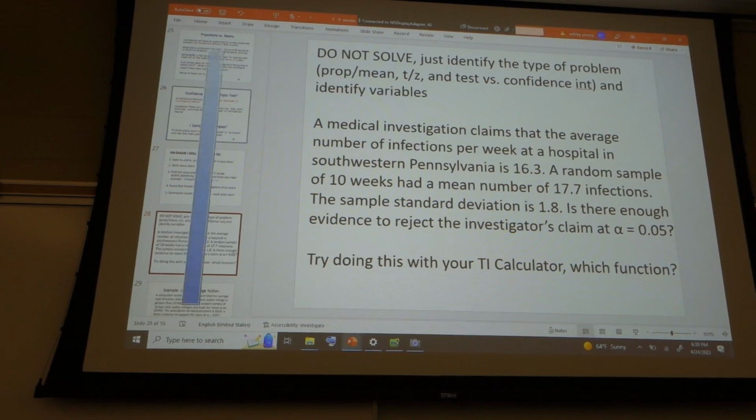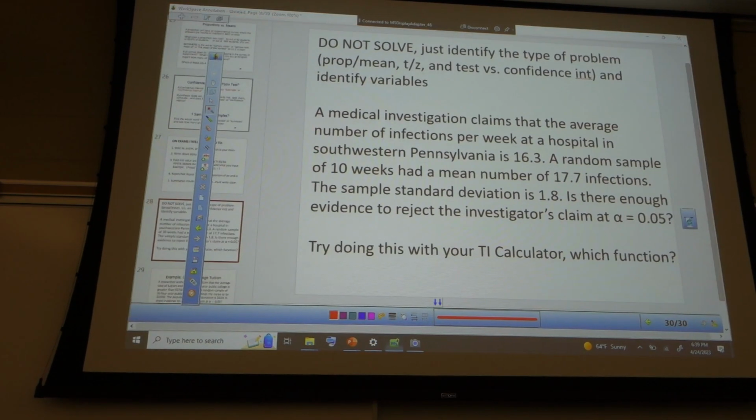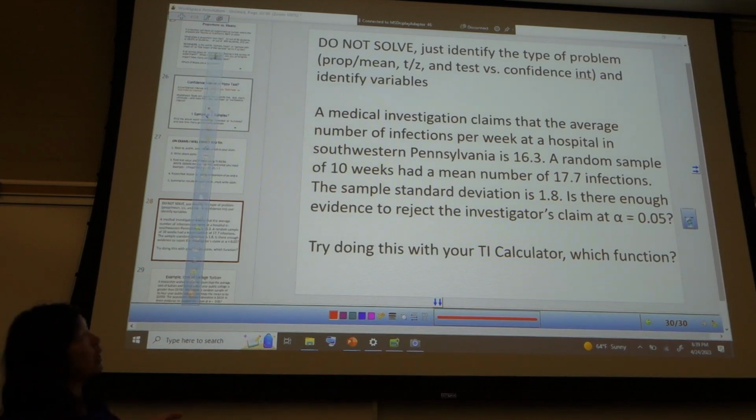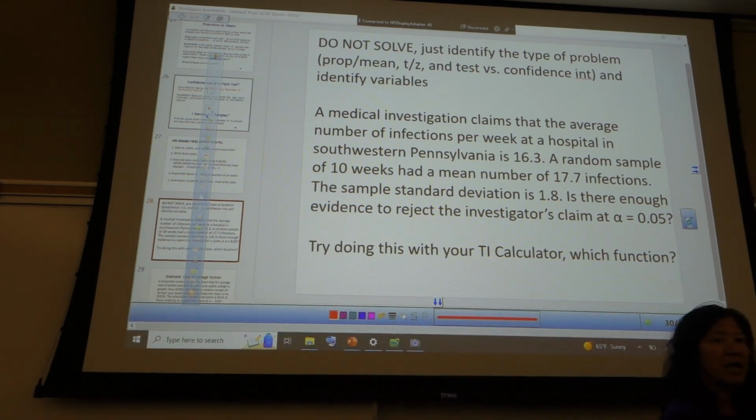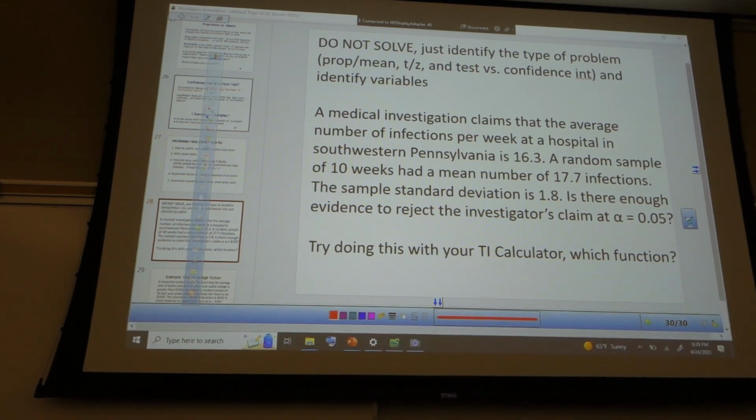So now we're going to spend some time. Don't solve, just identify what kind of problem it is. Is it a proportion or a mean? Is it a test or a confidence interval? And identify some of the main variables. So let's get a reader for the first one. How about Devin? Go ahead.